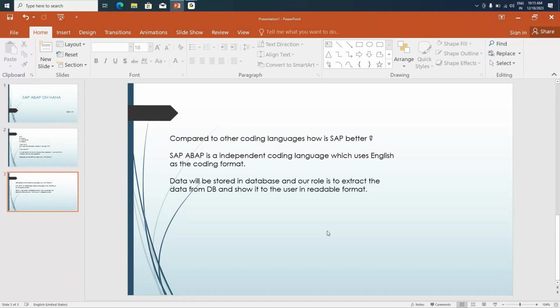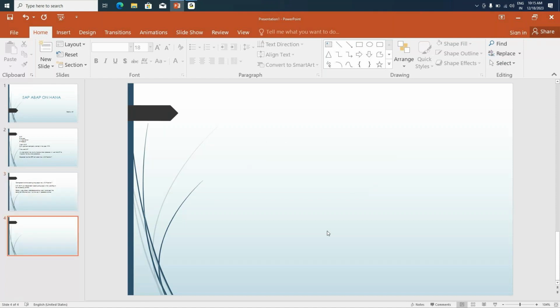Without your core knowledge, without your normal knowledge, even if you have the advanced concepts of HANA, it will not be understandable. So first we'll have to start with the basics only. First let's understand what exactly the difference is between a normal system and a HANA system. HANA is nothing but an upgraded software.